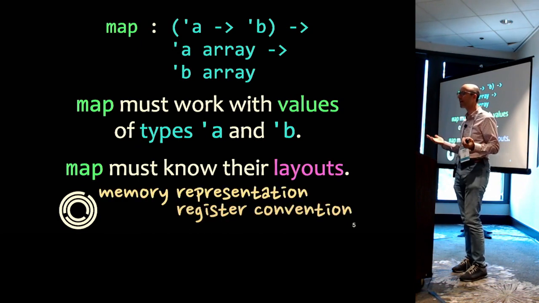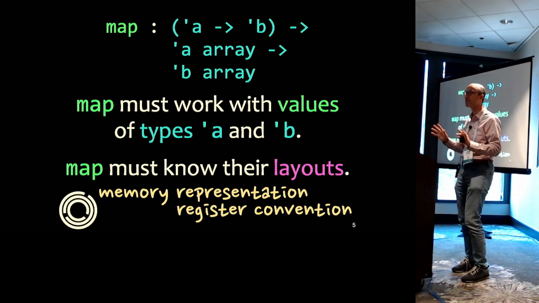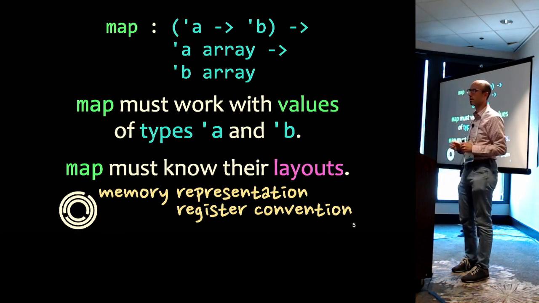So this word layout, that's a new term that Jane Street is introducing into OCaml to describe a memory representation, register convention, sort of these runtime details that are necessary to store values of a given type. If you know kinds in other languages, kind is very similar to layout. In fact, layout is a subset of the space of kinds.